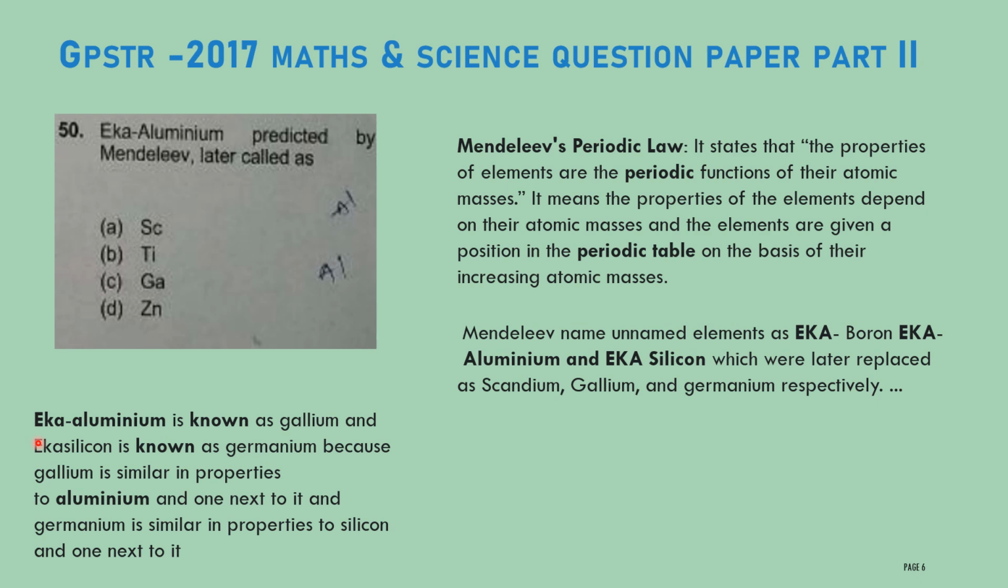Then they changed the elements: Eka aluminium is known as gallium and Eka silicon is known as germanium, because gallium is similar in properties to aluminium and is one next to it, and germanium is similar in properties to silicon and is one next to it. They show the same properties, so they were given these names. Therefore, the correct answer for this question is gallium, Eka aluminium. Presently, the periodic table we use is arranged in increasing atomic number. That one you have to remember.